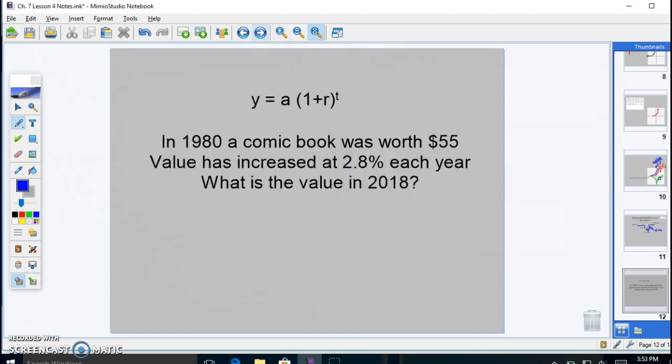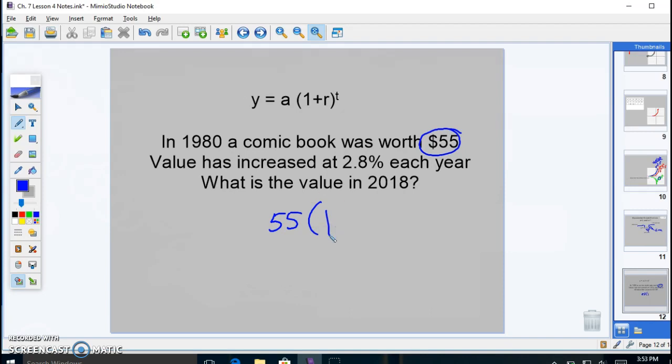So let's say that in 1980 a comic book was worth $55. If the value has increased at a 2.8% rate each year, what would be the value in 2018? So the first thing we know is our A. Our A value is our initial amount, so we're going to put 55 in for A. So we have 55 in the place of A.